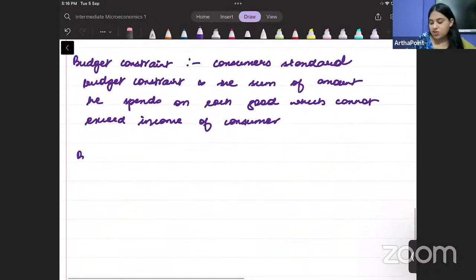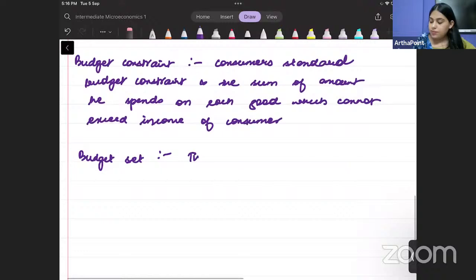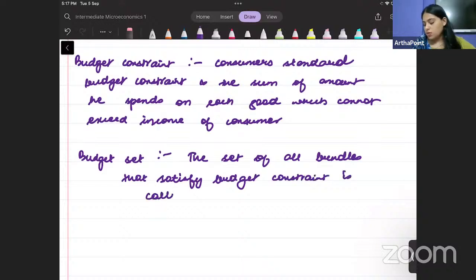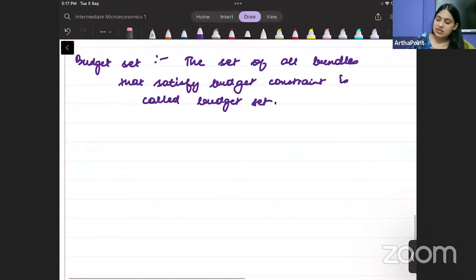Next definition लिखो बेटा, budget set. The set of all bundles that satisfy the budget constraint is called the budget set. एक example लेते हैं. Let's take an example.